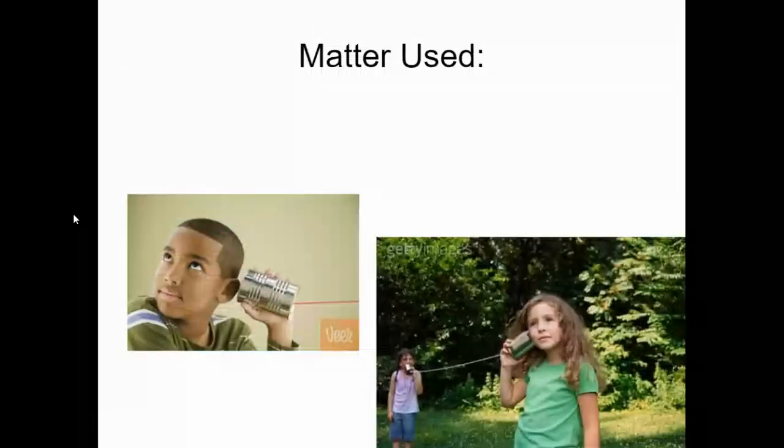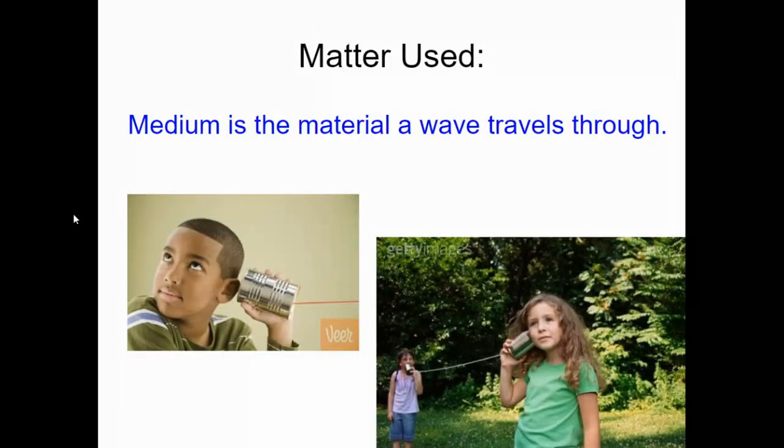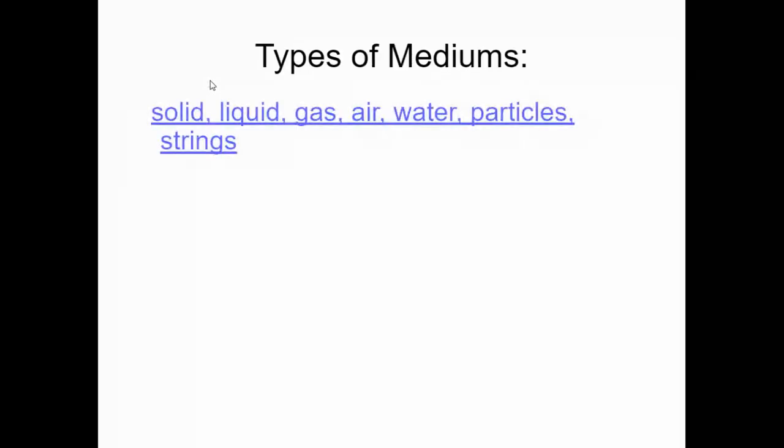Okay, matter used. That is a medium. A medium is a material that a wave travels through. You'll write down this slide. You won't need to draw the pictures or anything. Types of mediums. You'll also write down this information: solid, liquid, gas, air, water, particles, strings.